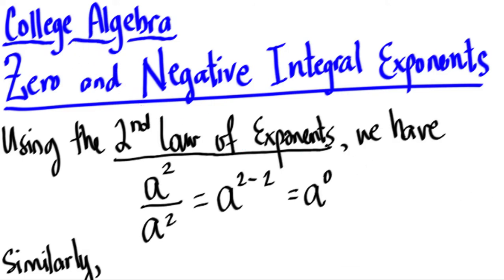Now we're still here in our chapter on exponents and radicals, and today we're going to talk about zero and the negative integral exponents.